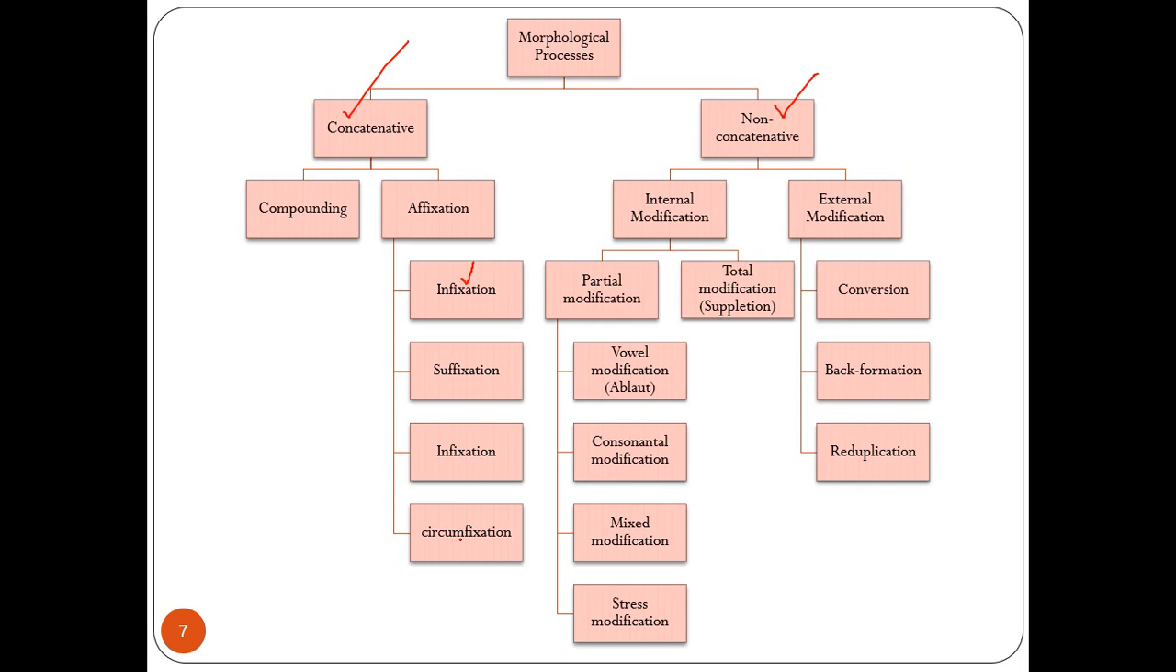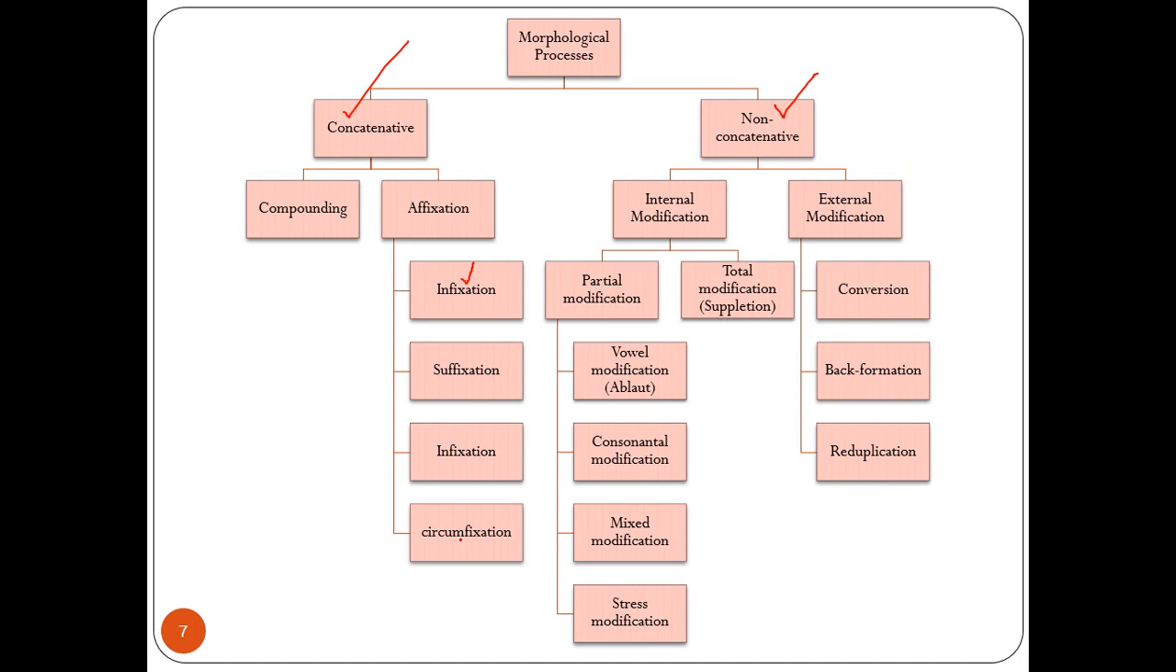Okay, so we have got internal modification, which occurs within the word, within the word boundary. And we have got external modification, which is somehow peripheral, somehow outside the internal structure of the word. So let's discuss each one of them.